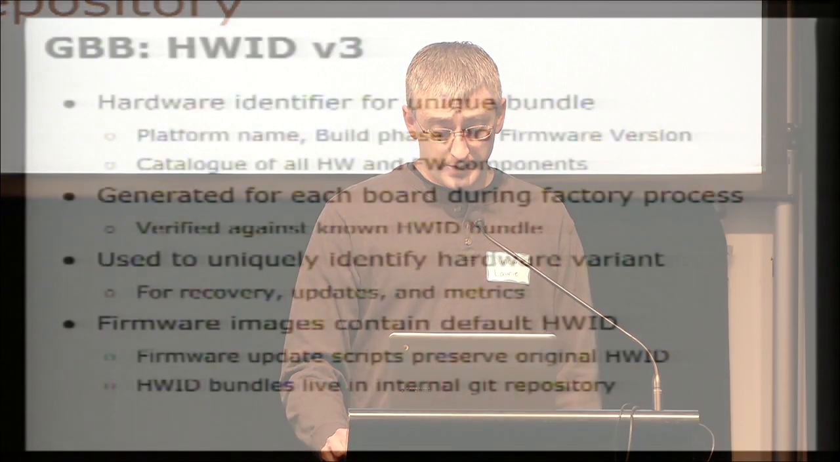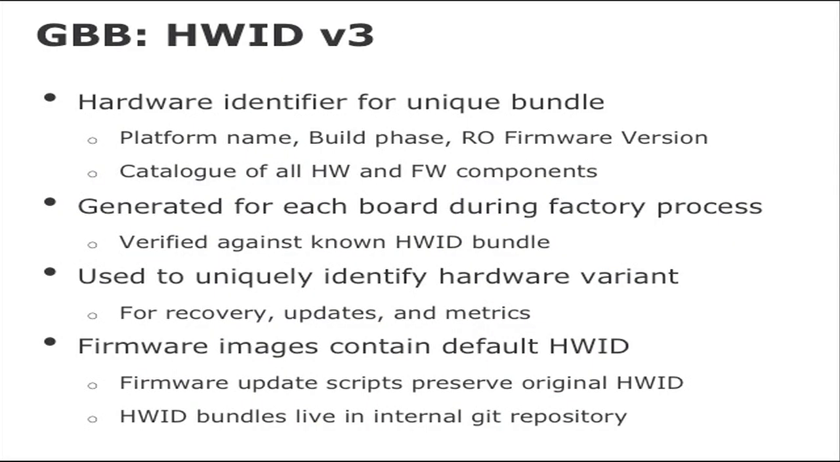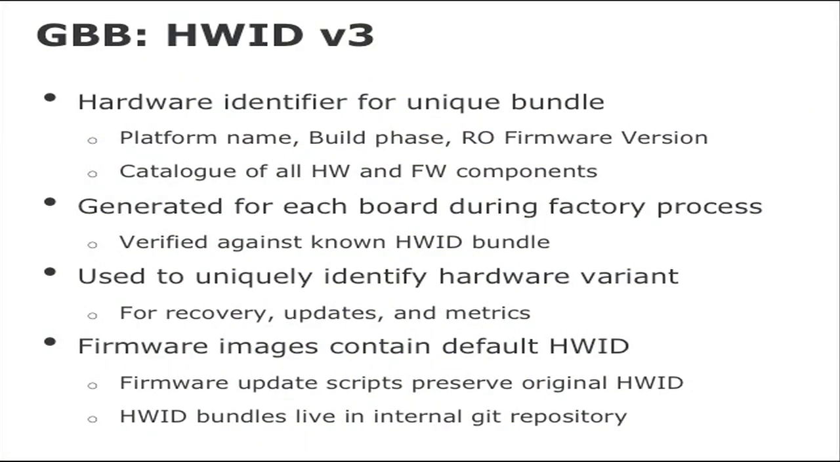And because that hardware ID lives in the firmware image, and you can build your own firmware images, when you actually build a firmware image yourself, you're going to get a hardware ID bundled into your firmware that is just a test hardware ID, so it doesn't actually describe the hardware you're on. Which means if you take that raw firmware image and just straight flash it to the device, you're going to lose your original hardware ID, which will make you fall out of updates and things like that. So the firmware update scripts that I'll talk about in a second preserve that original hardware ID and make sure that it doesn't get lost when we update the firmware.